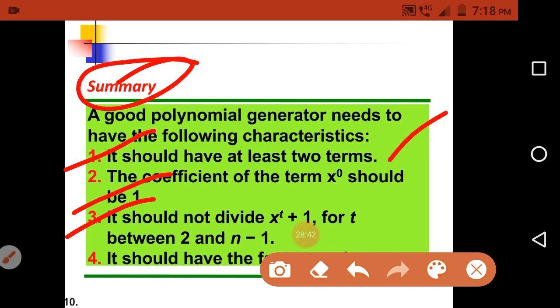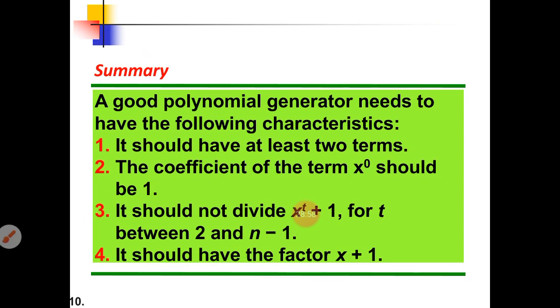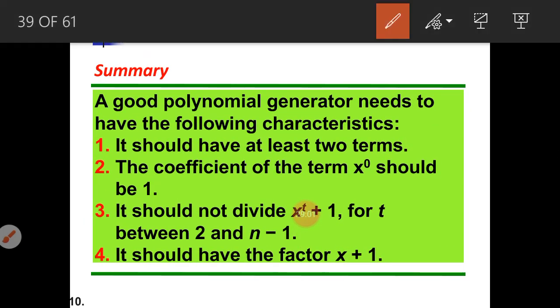Okay, and the third one: it should not divide x raised to t plus 1, for 2 isolated errors, where t is j minus 1, that is x raised to j minus 1. If x raised to j minus 1 is not divided by the divisor, then it will detect the 2 isolated errors. And the last one: it should contain the x plus 1 factor. Then it will detect the odd number of errors.